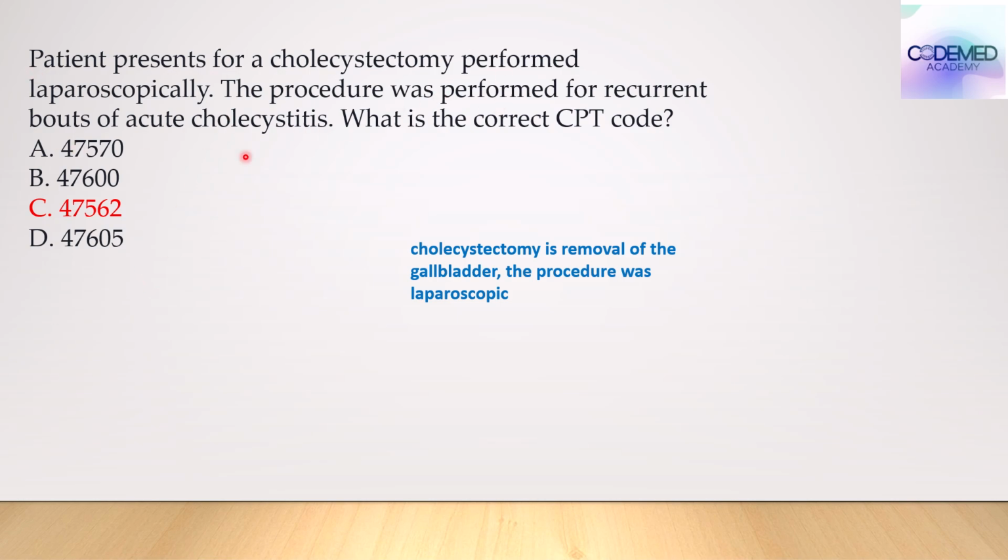If it is laparoscopic, pay attention to words like trocar, camera, video assisted camera, or smaller incision. And if it is the open method, then pay attention to the words laparotomy or suturing. All that will help you to understand. So the answer will be 47562, because we have 47600 and 605, which talk about the open method of cholecystectomy.